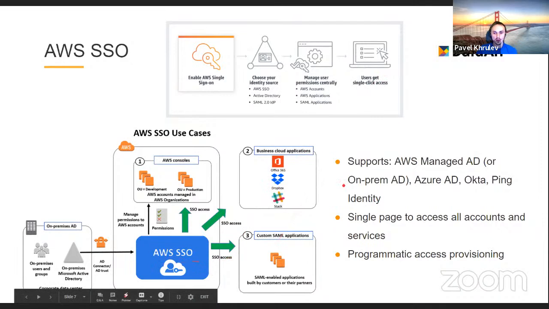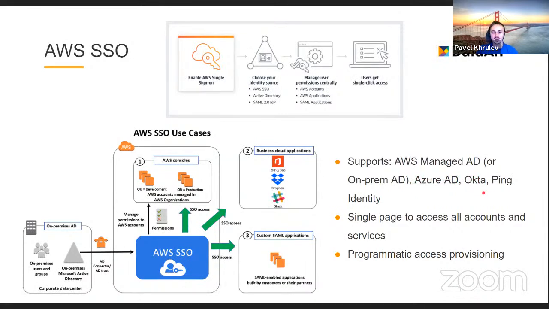So, AWS SSO supports several identity sources. It supports AWS Managed Active Directory, and AWS Managed Active Directory can be connected to on-prem Active Directory as an AD connector or through Active Directory Trust. And you can use on-premise Active Directory to log into AWS through AWS SSO. Also, it supports Azure Active Directory, Okta, and Ping Identity.